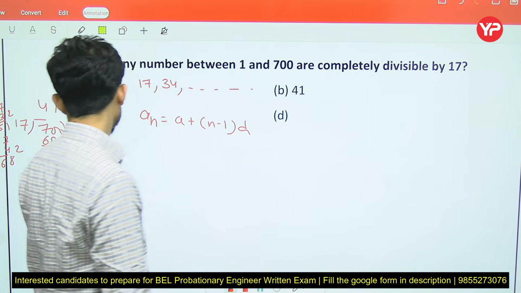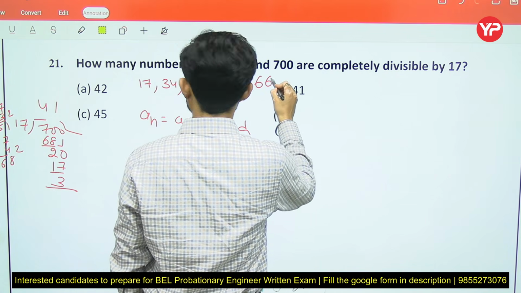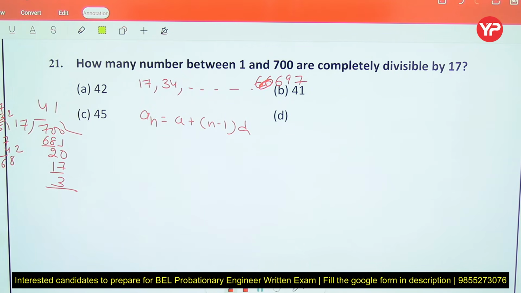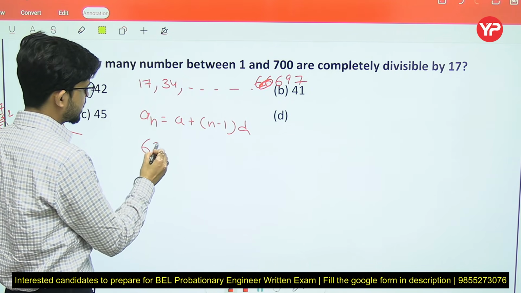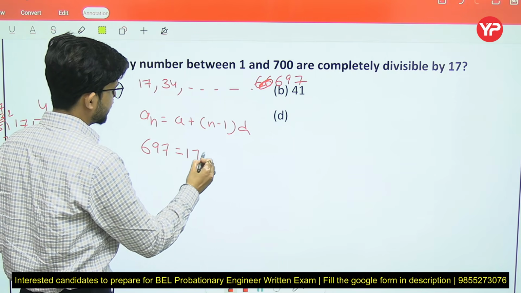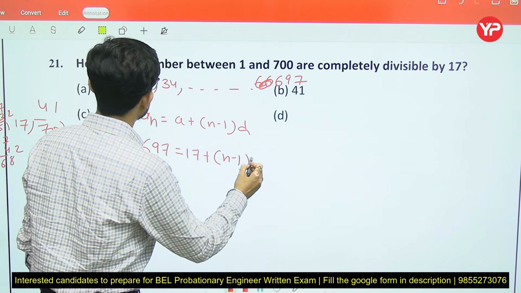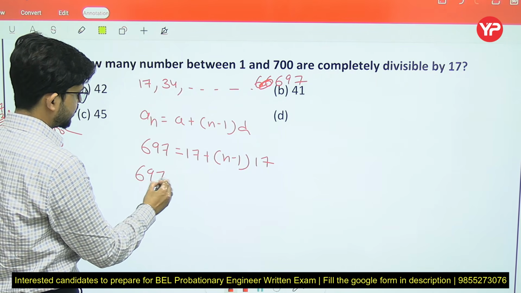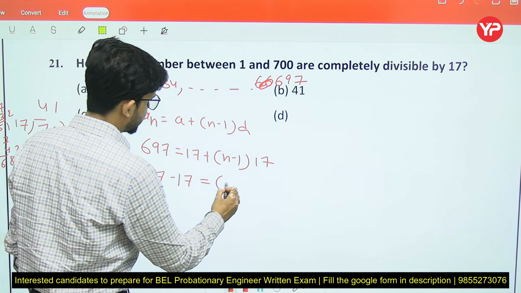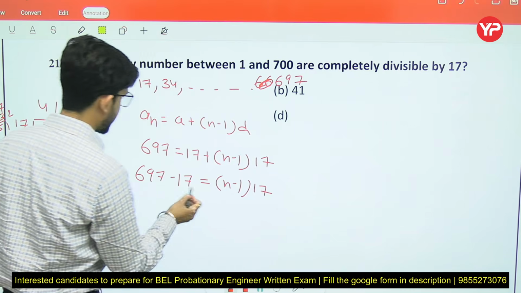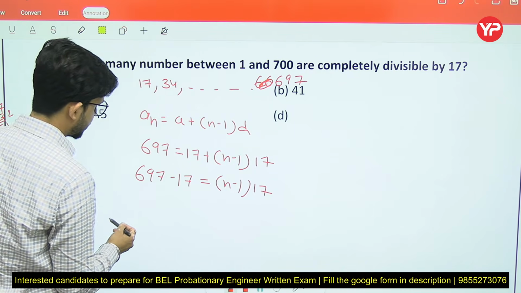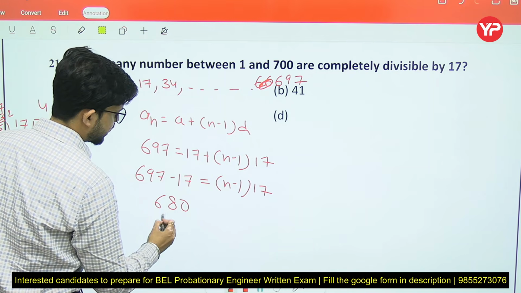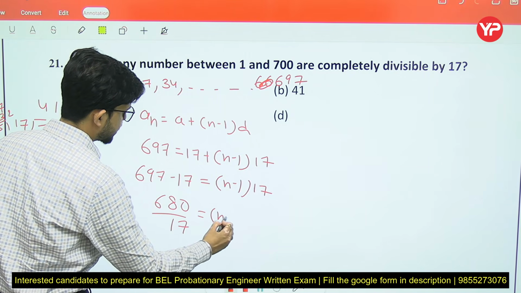So the last term which is divisible by this is 697. 697 is also divisible by 17. Now we know that the last term is 697, a is 17, n minus 1 we have to find, and the difference is also 17. So what we have to do, 697 minus 17 is equal to (n minus 1) times 17. So when I subtract this, what we get? We get 680 by 17 is equal to n minus 1.